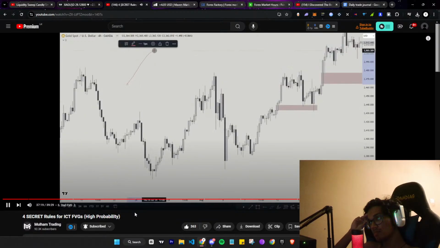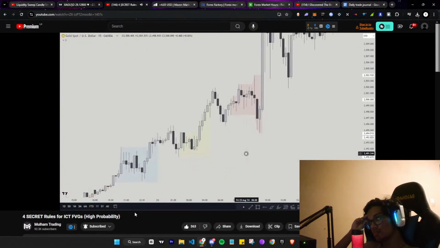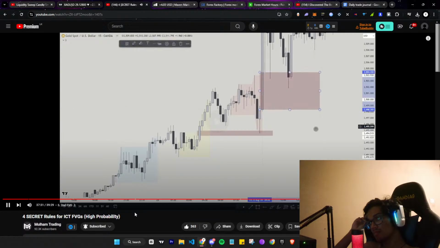Also look at the second fair value gap in the 15-minute. Let's switch to the 15-minute in this case and see, do we have a fair value gap respected, creating another fair value gap? Actually, if you can see, we have a fair value gap respected, creating another fair value gap, and this one was also respected.